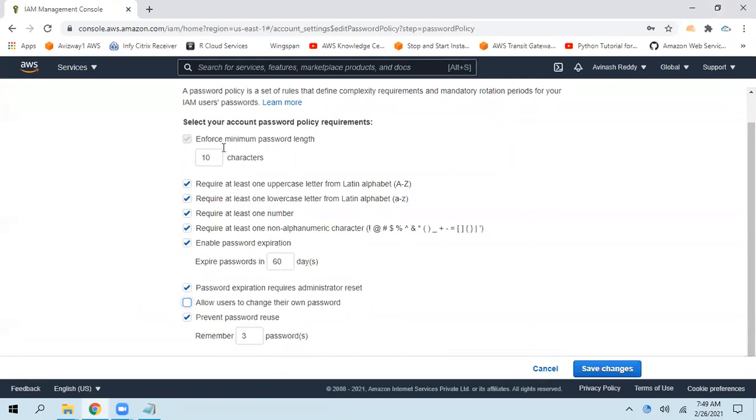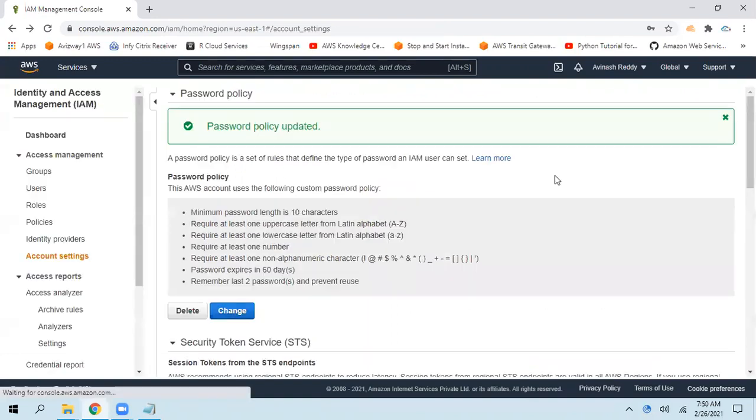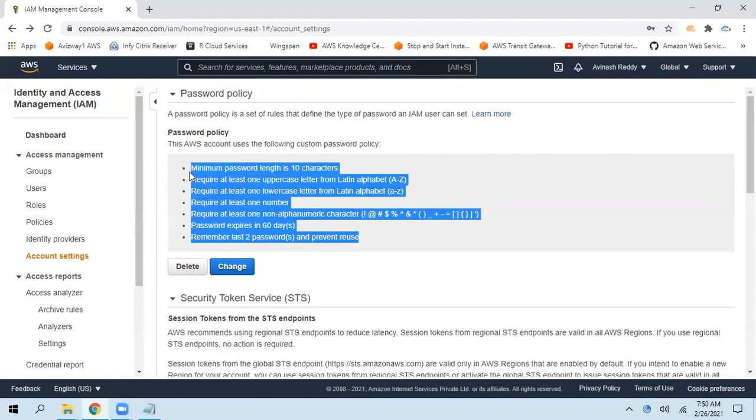So I'm going to set a minimum of 10 characters, one uppercase, one lowercase, one number, and one alphanumeric. The password is going to expire after 60 days. Password expiration doesn't require administrator reset, and the system is going to remember the last 2 passwords. Then click on save changes. So now all IAM users, when they are creating a password, must follow the standard.